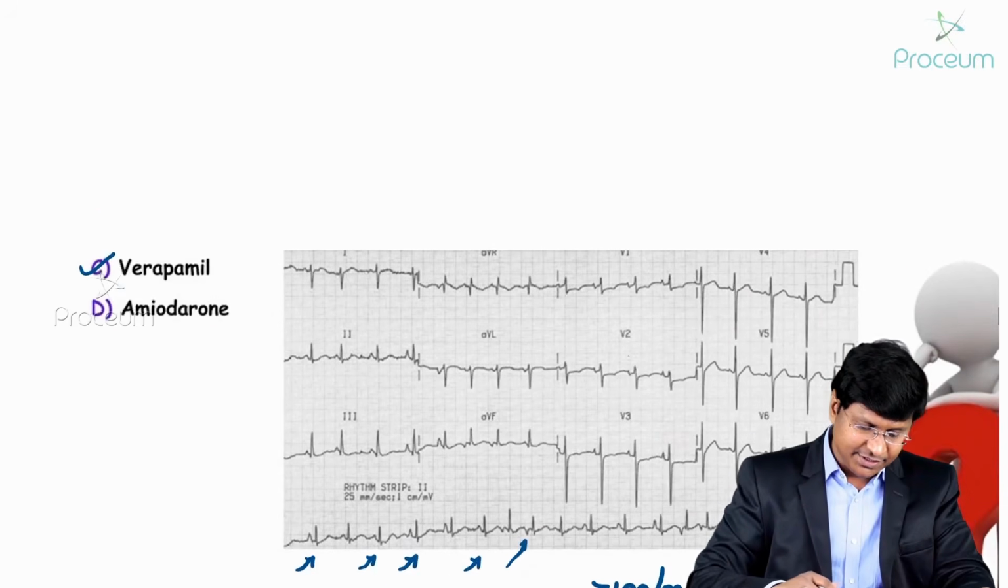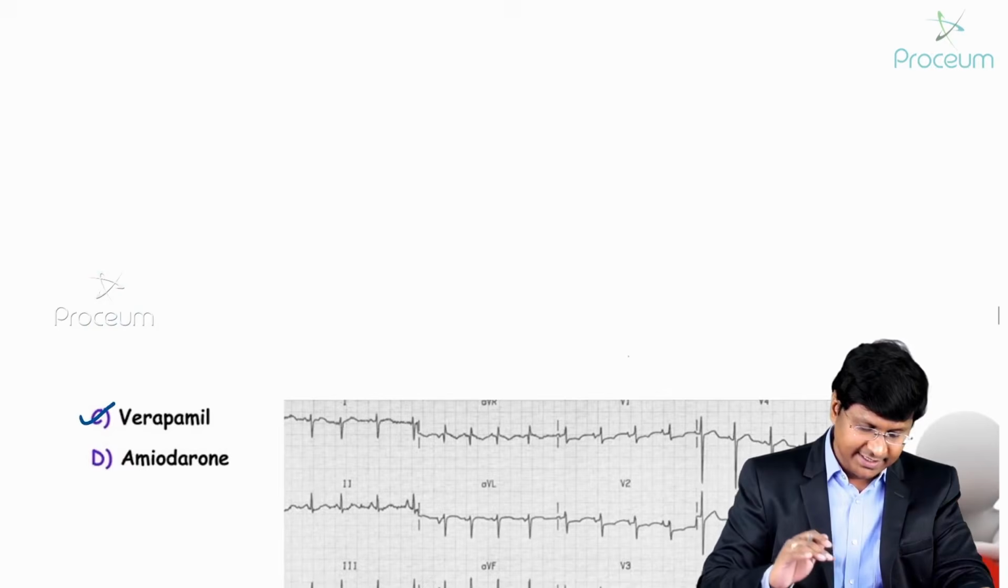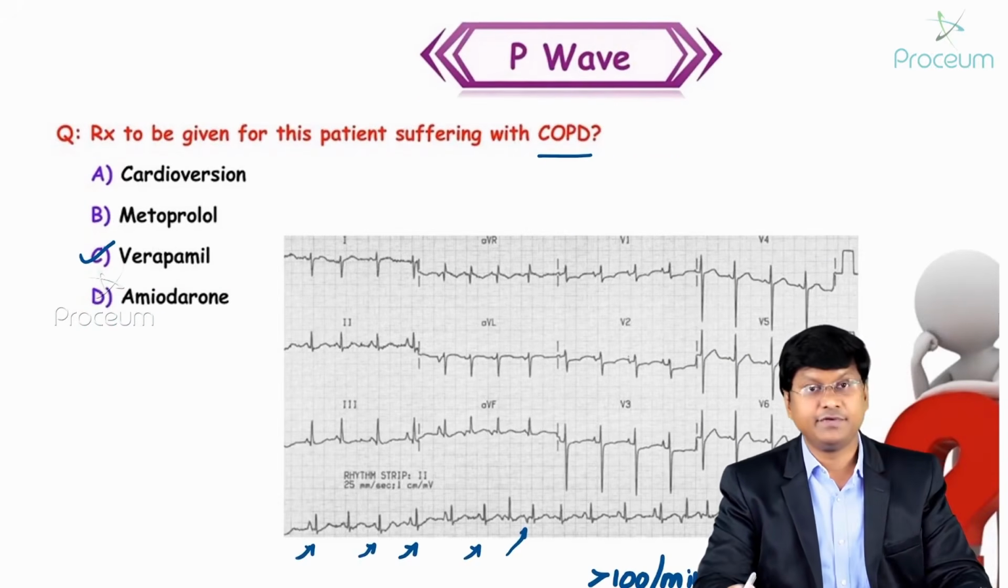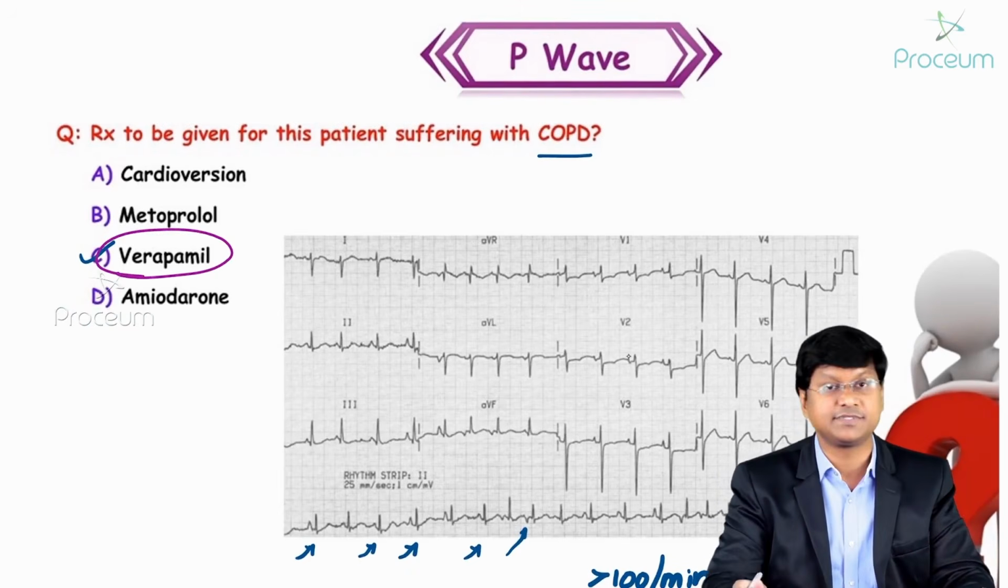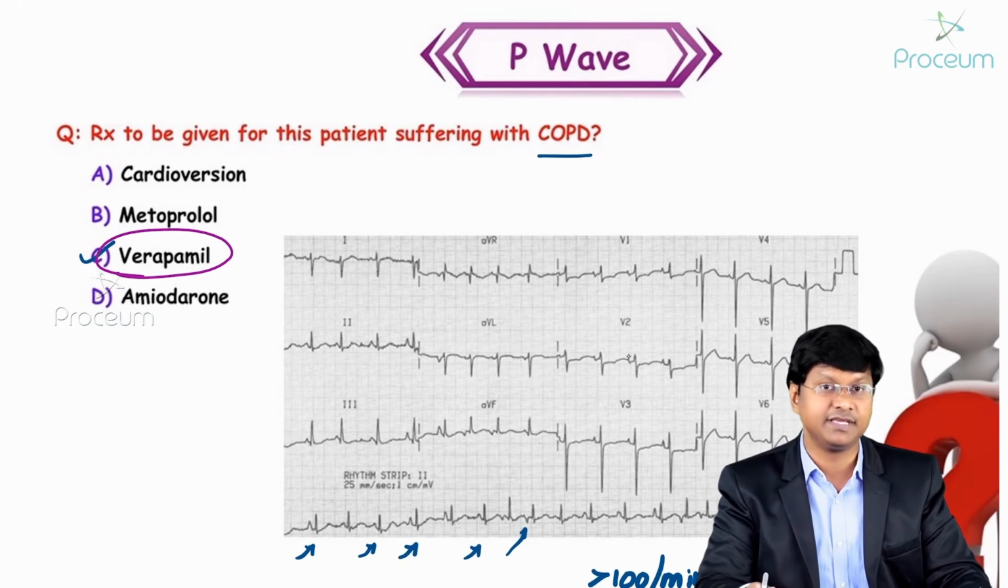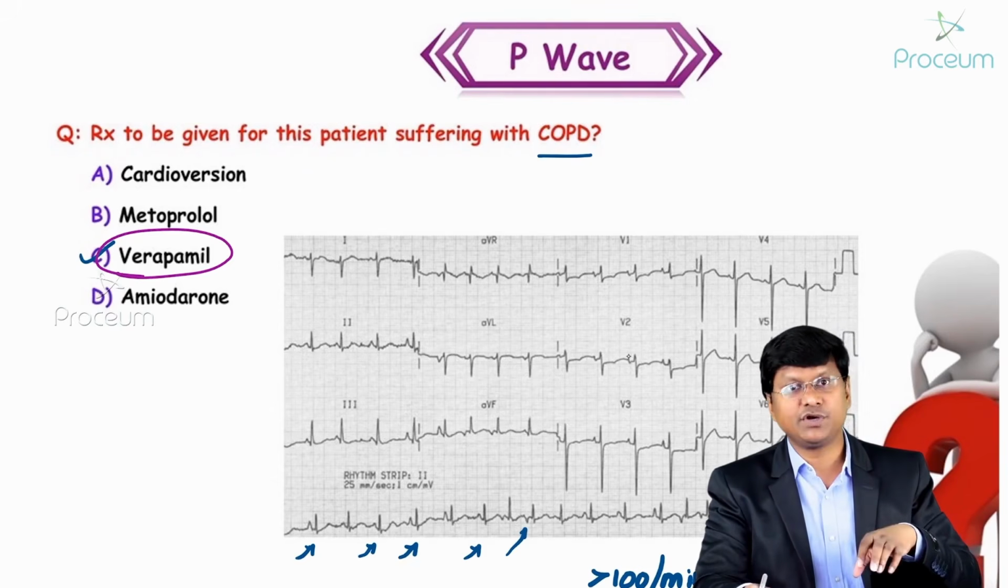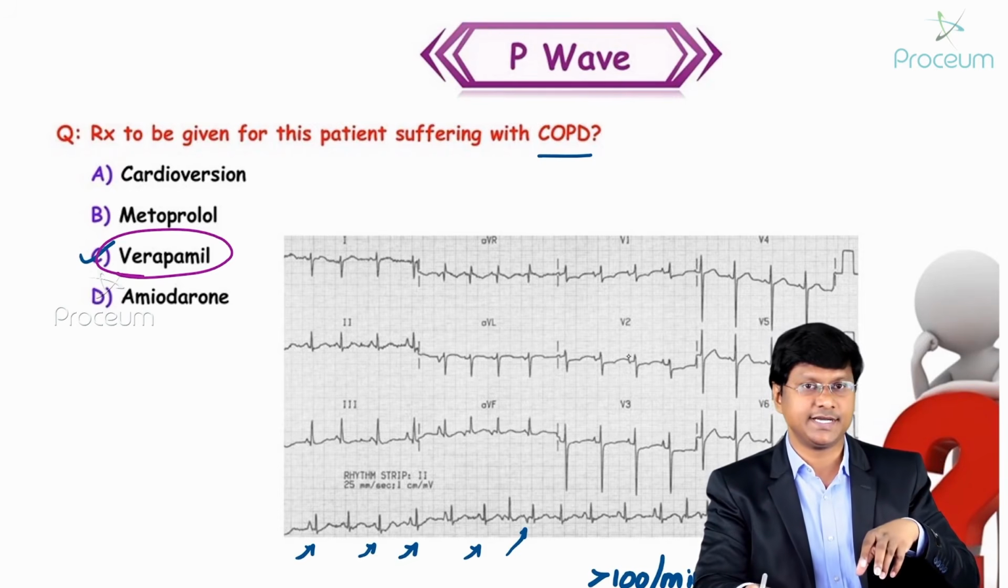And in COPD patients, we usually avoid the beta blockers. So that is the reason why the alternative drug that can be given is a calcium channel blocker, that is verapamil. So this is the ECG of MAT, multifocal atrial tachycardia.